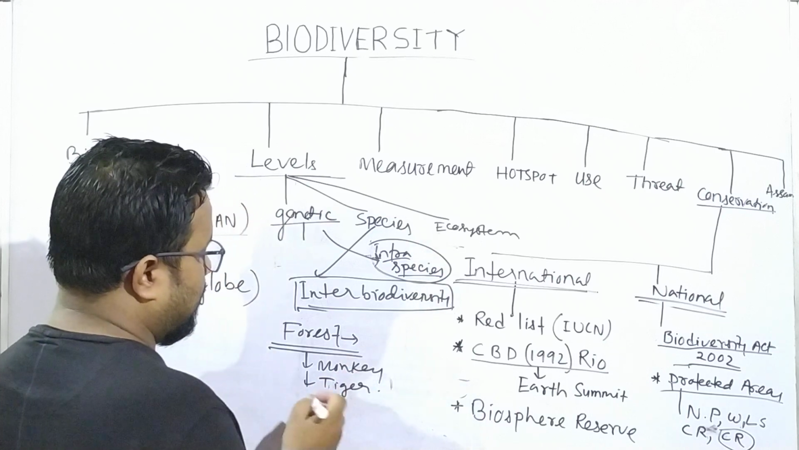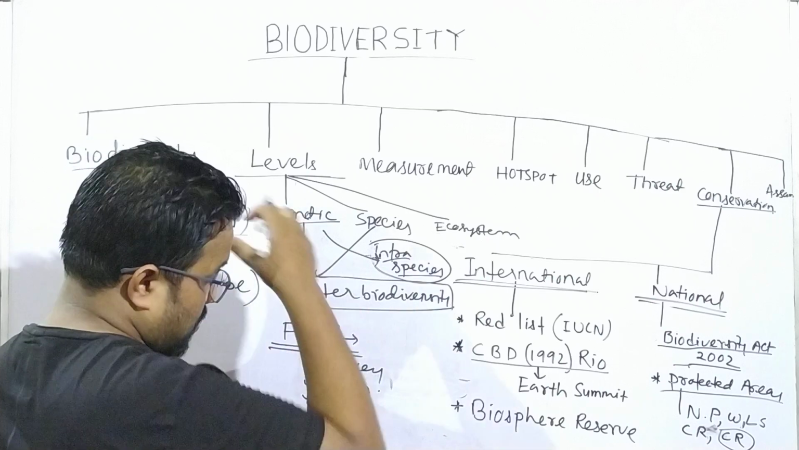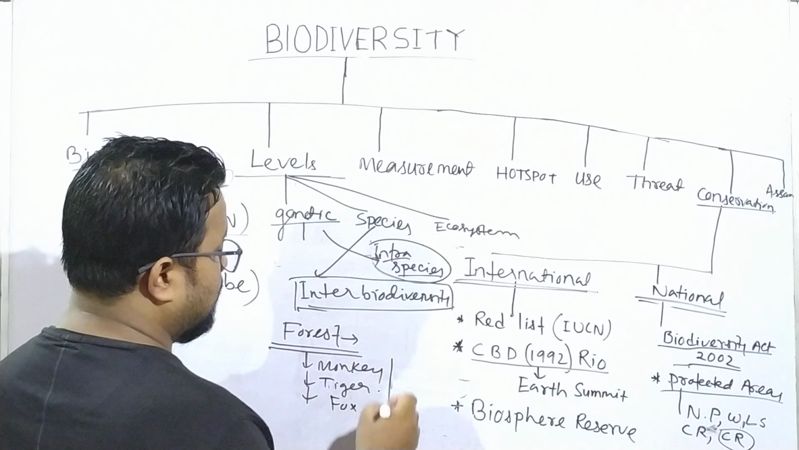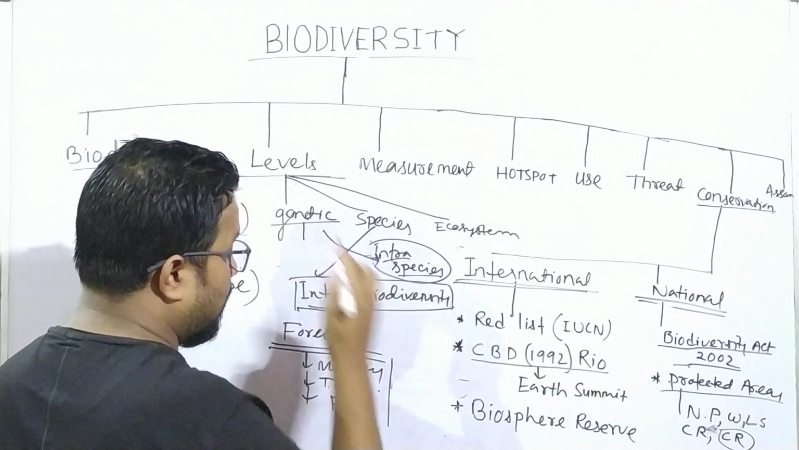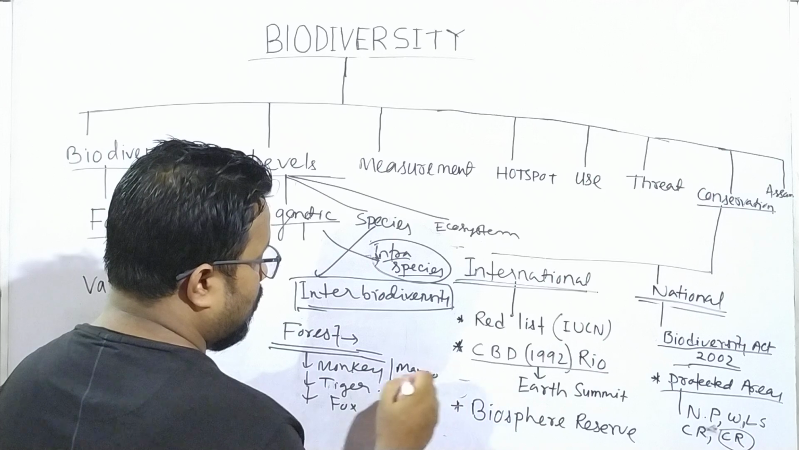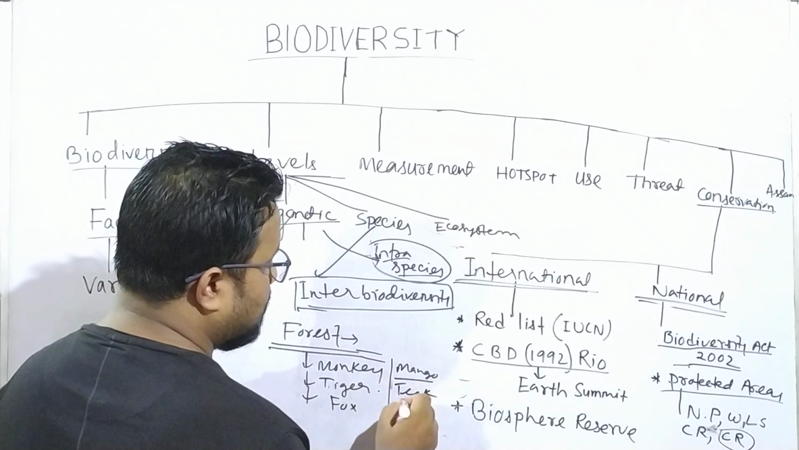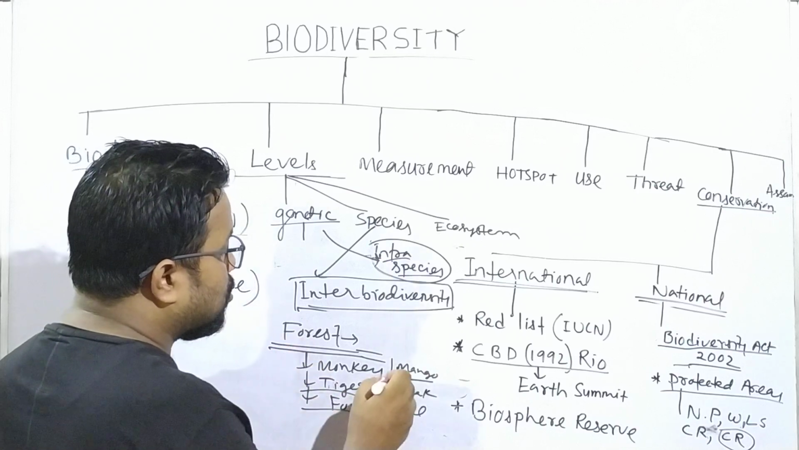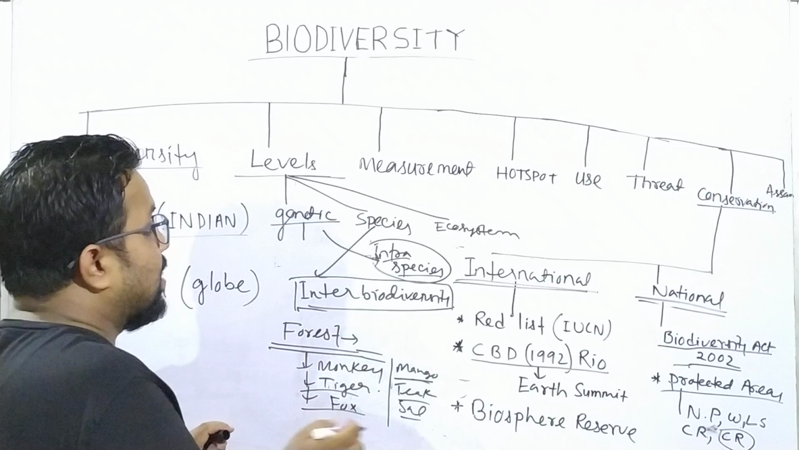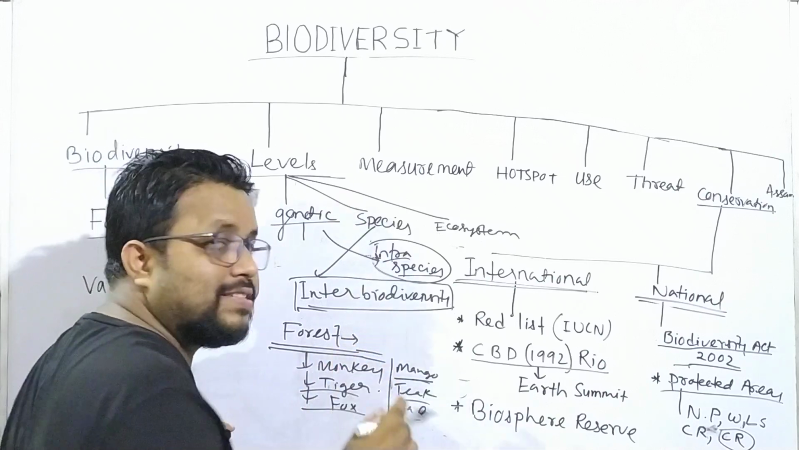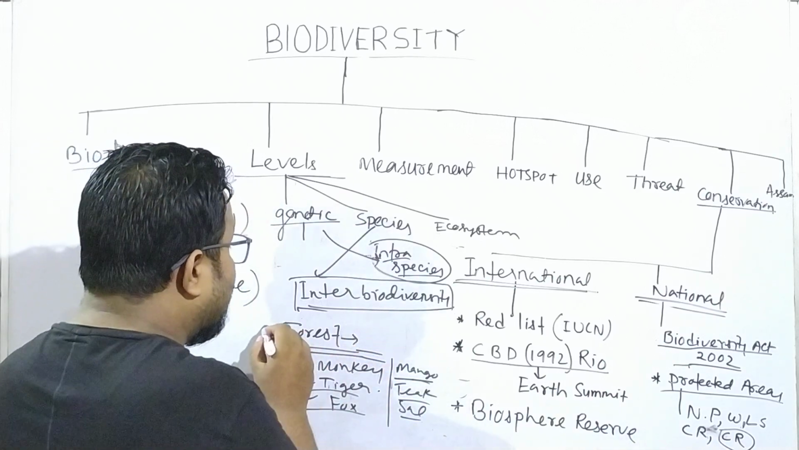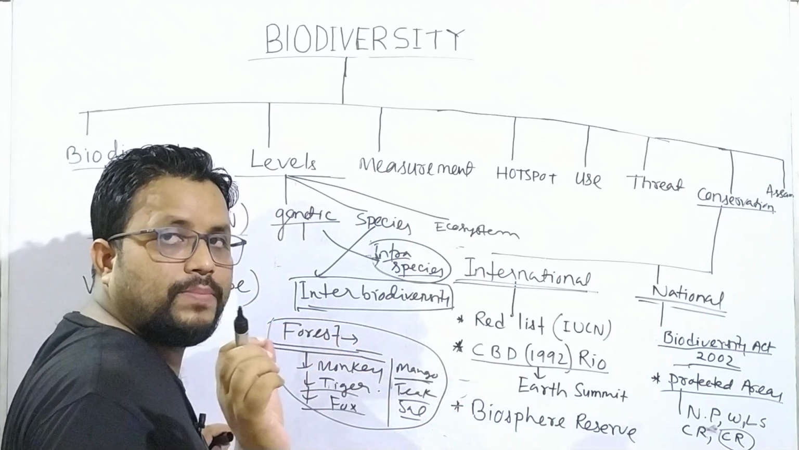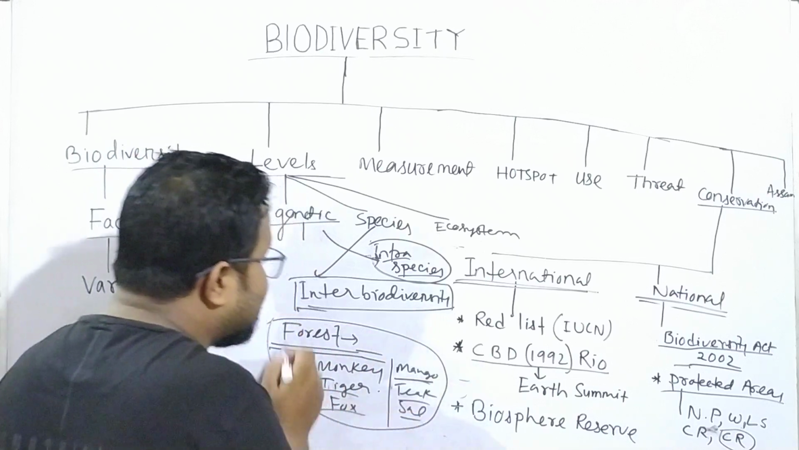Suppose, just as an example, monkey, tiger, fox. And if you consider trees, various types of trees, we can consider mango, teak, sal. So this forest consists of monkey, tiger, fox, mango, teak, sal. These are different species in the same ecosystem.